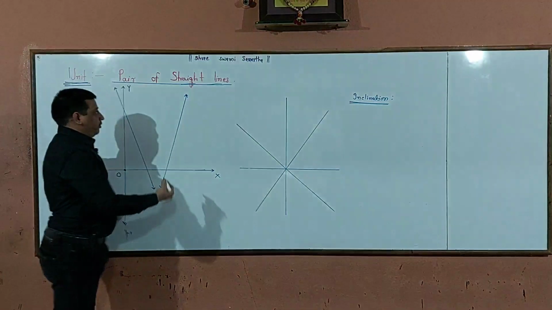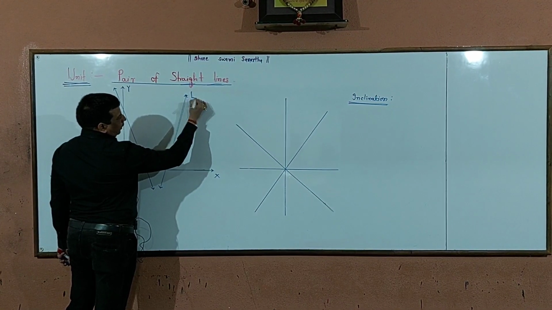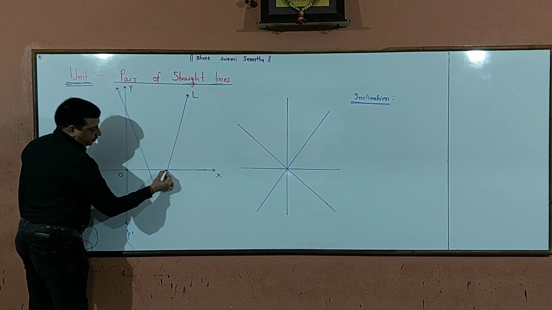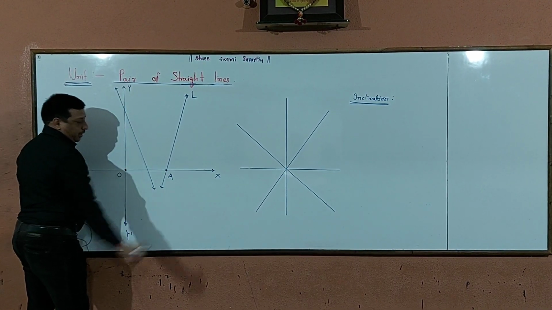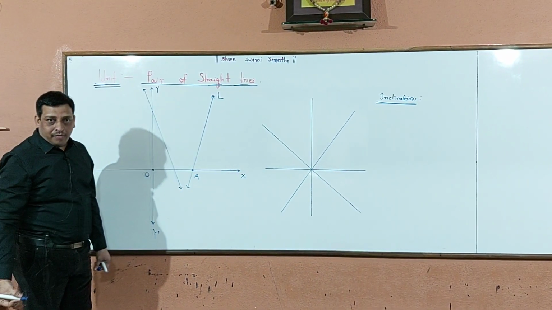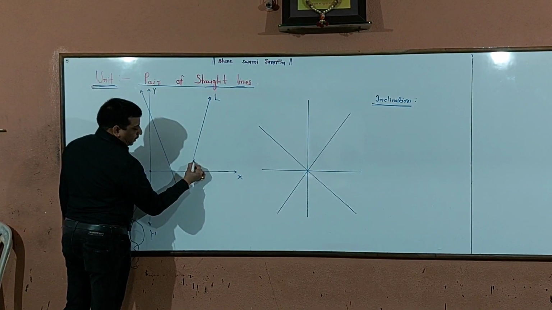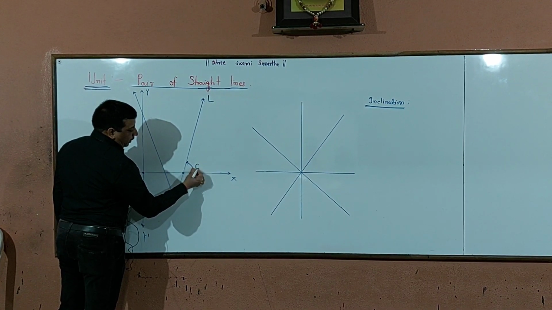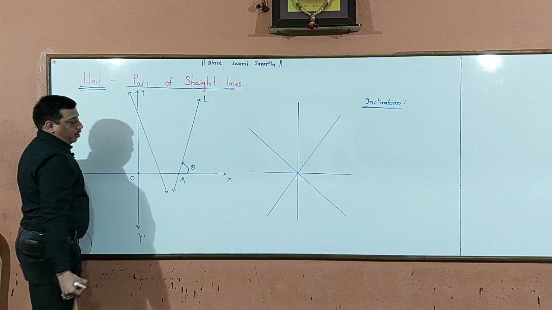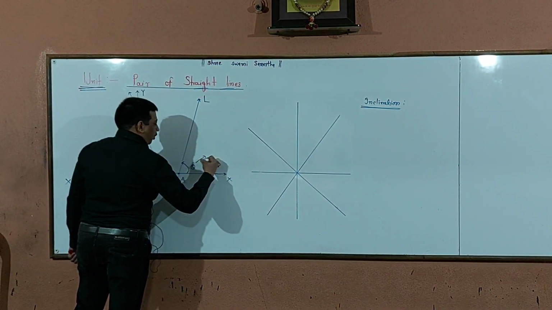Definition of inclination: let the line L meet the x-axis at the point A. Then theta is called the inclination of the line L.